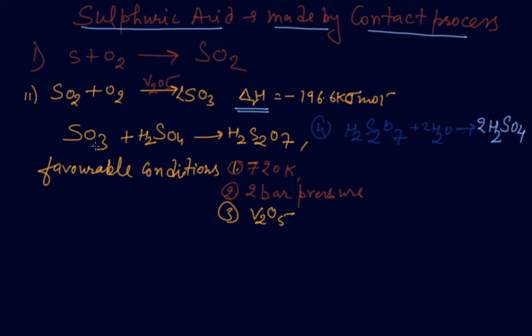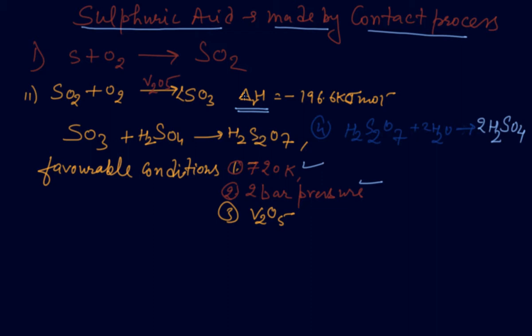Then this SO3 reacts with sulfuric acid to give rise to oleum. That oleum will be diluted and give you sulfuric acid. And this reaction is exothermic, reversible, and further reaction leads to a decrease in volume. So therefore high temperature and low pressure is required with the vanadium pentoxide. And a flow diagram has been shown.